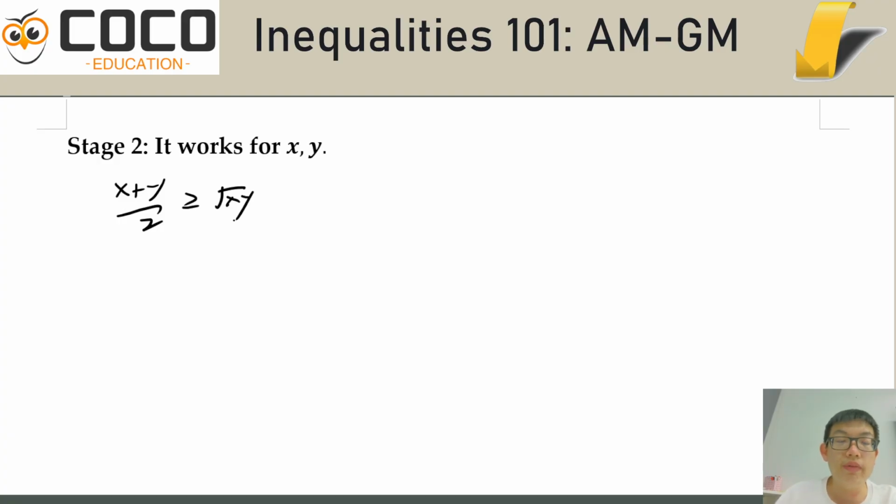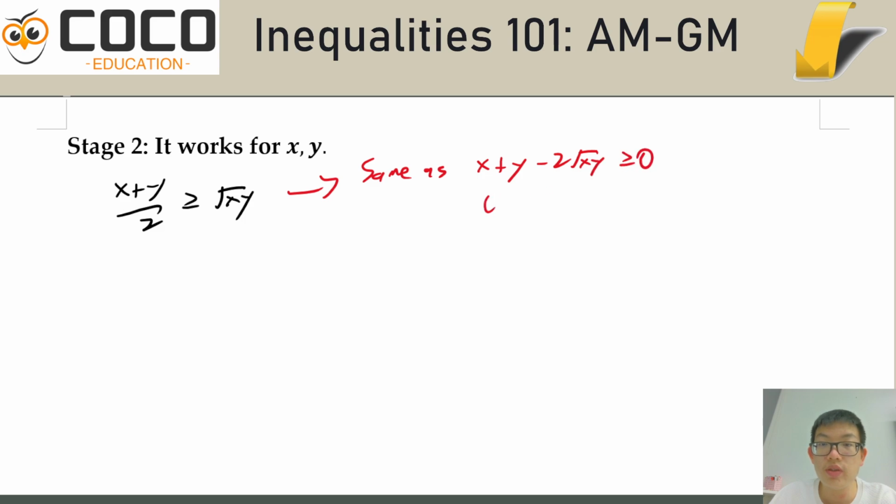The first thing to point out about this is that this is the same as if you complete the square: square root x minus square root y squared is greater than or equal to 0, which is obviously true. In other words, this is just a rearrangement of one of our algebraic identities.